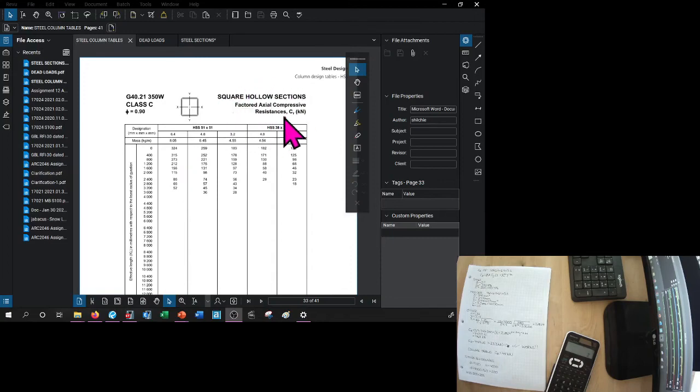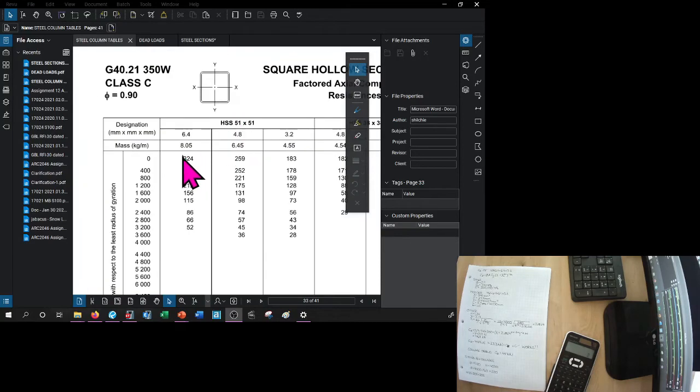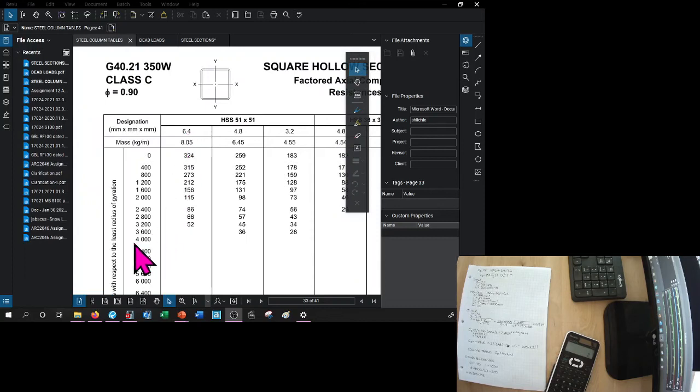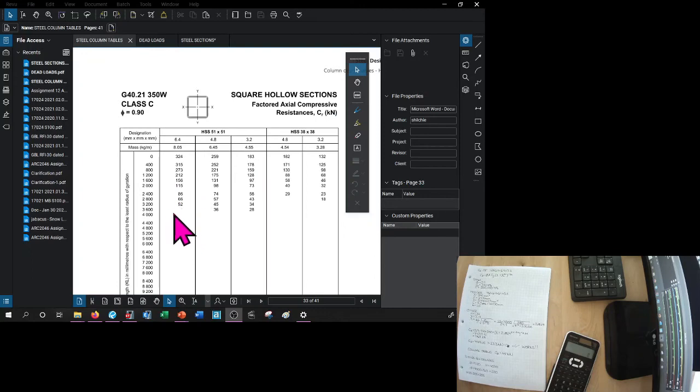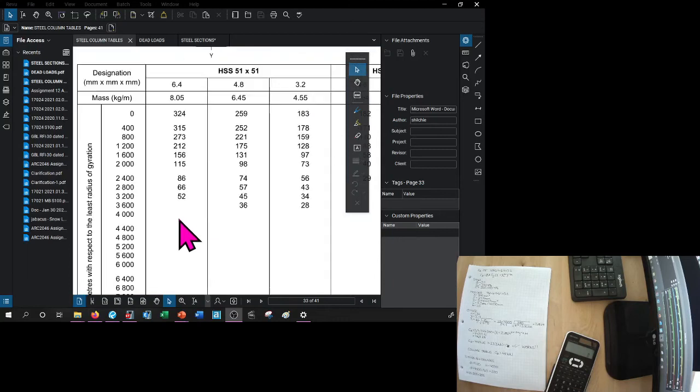So this is still the column charts. That was the smallest 64 by 64. So let's look at a 51 by 51. The first one is by 64. We had a 4 meter tall column. Look, there's no compressive resistance here. This means that our KL divided by R at 4 meters was greater than 200, meaning we're not allowed to use that column at all. It doesn't matter if we calculated out a compressive resistance for that, we're not allowed to use it because our KL divided by R is greater than 200.